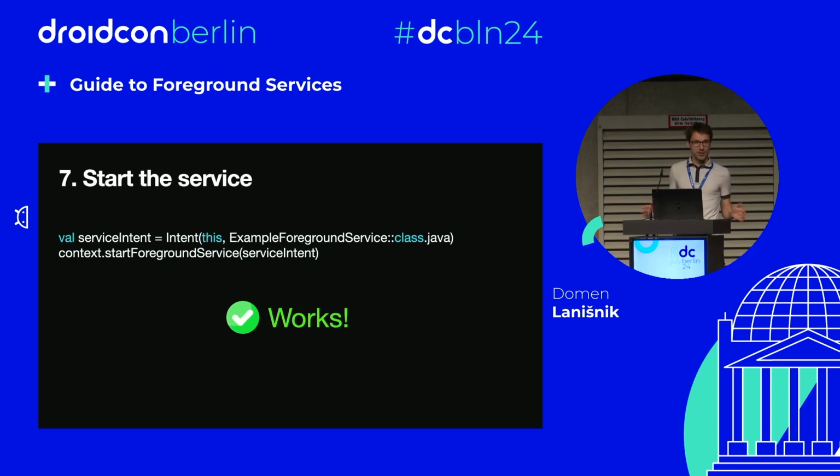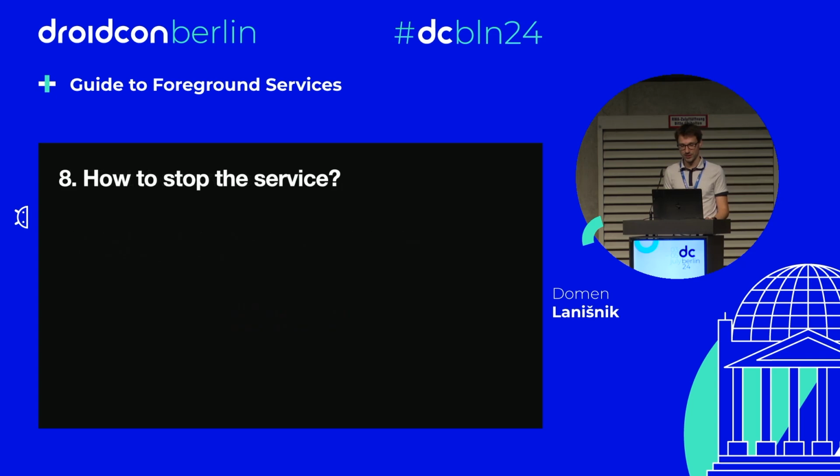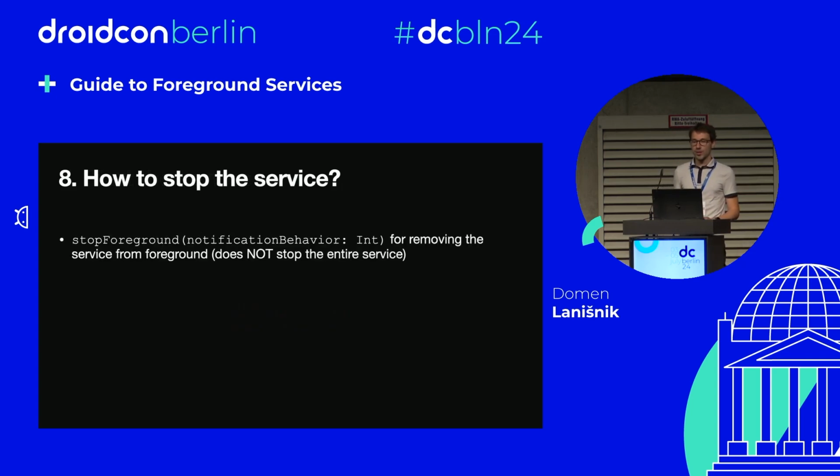Okay, so our service is running now. If we're using locations, we can gather updates and then post or send them. But how do we actually stop the service? Well, we can call stop foreground, and that will remove the service from the foreground state, but it will not actually stop the service itself.